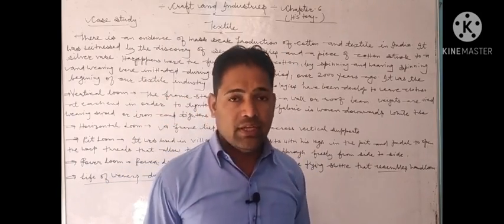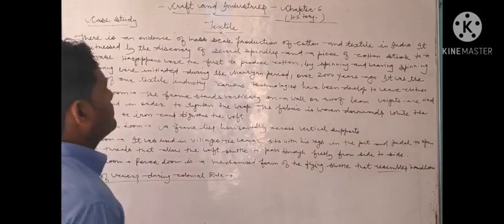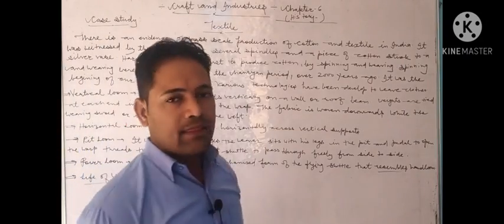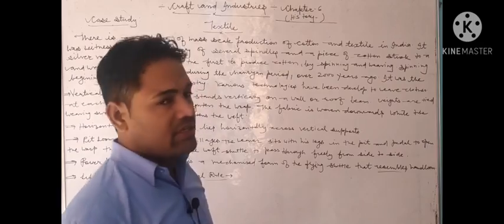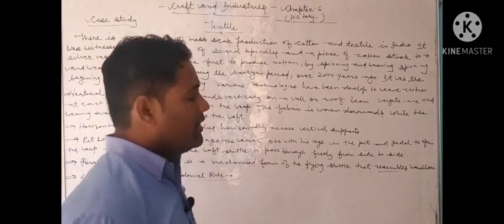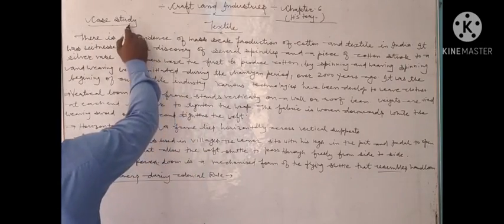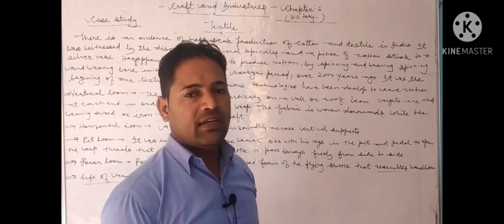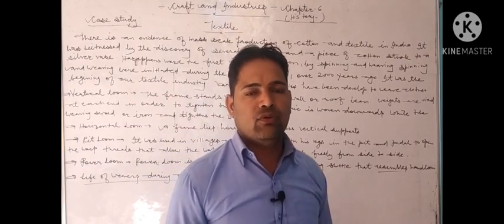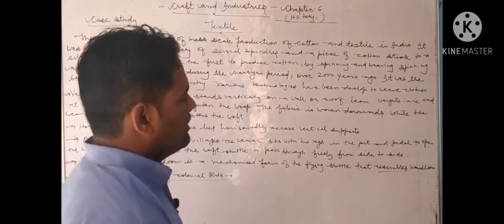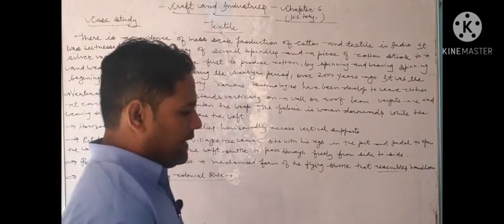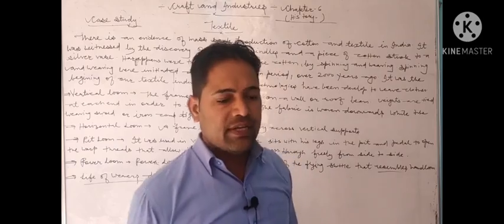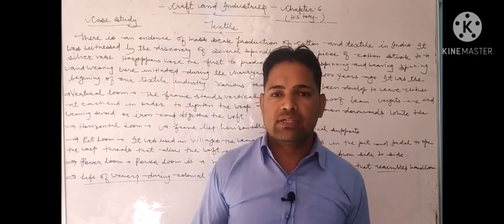Dear student, today is the last lecture related to this chapter, Craft and Industry, that is chapter number 6 of your history. In this lecture we are going to do the case study regarding the textile, the different machines used for the purpose of weaving and spinning the textile. And in the beginning, the history of our textile industry that we are also going to discuss.